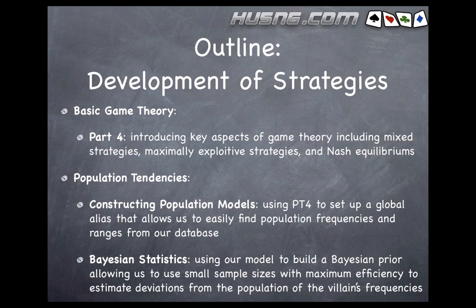The first video about this is constructing population models. I use PT4 to set up a global alias that allows us to have PT4 in a form that lets us quickly find population frequencies and ranges straight from our database. That's going to be an extremely powerful tool. If you're worried, oh my gosh, I don't have PT4, I'm going to lose value on this, there is a method outlined for HEM and HEM2, so you won't be stuck. I work through it specifically for PT4, but the information is relevant and applicable to both HEM and HEM2. It's basically whatever database software you use, you can set up this kind of global alias.